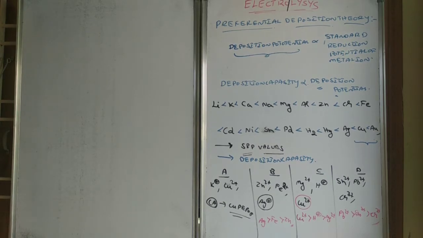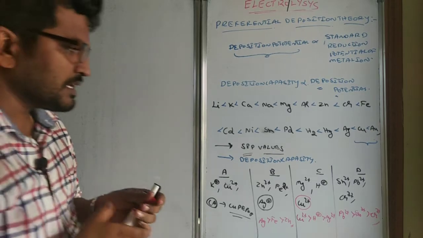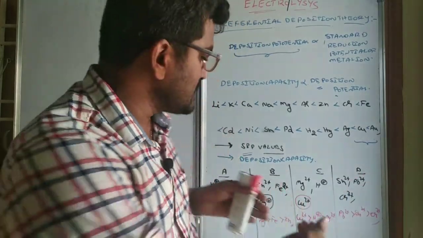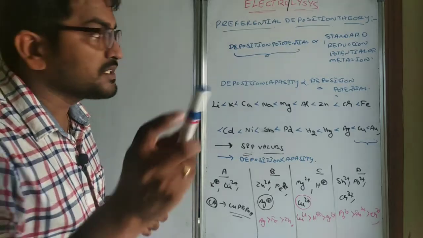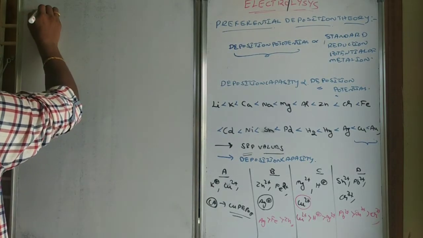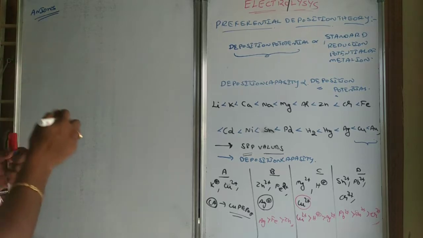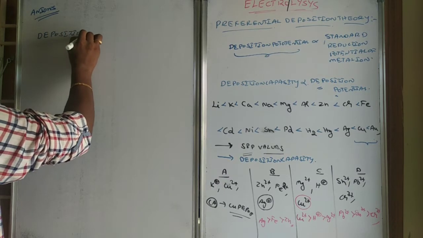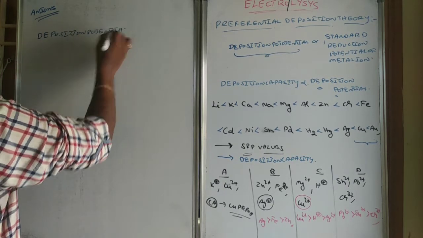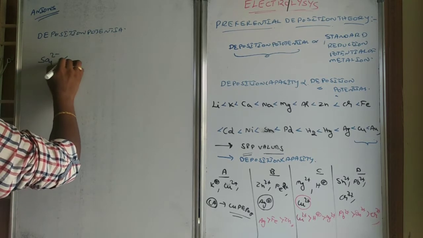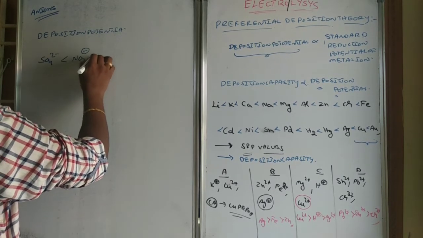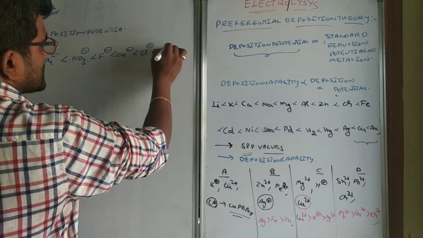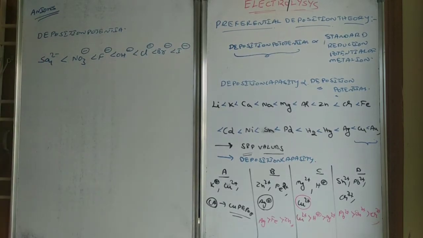Always remember, whenever cations are present in a solution, there is no problem with cations, because they simply take the electrons and produce the respective metals. But when it comes to anions, the deposition potential order is: SO4 2 minus less than NO3 minus less than F minus less than OH minus less than Cl minus less than Br minus less than I minus.